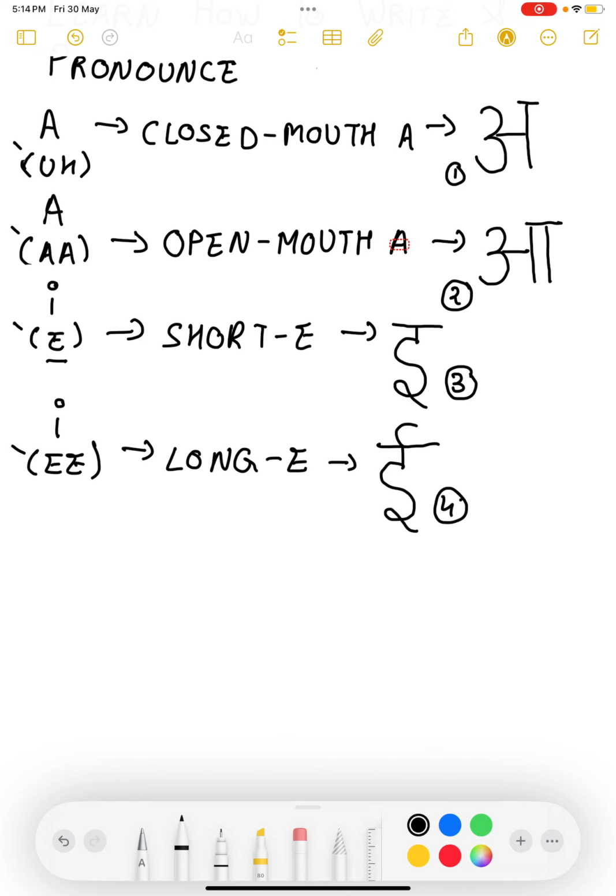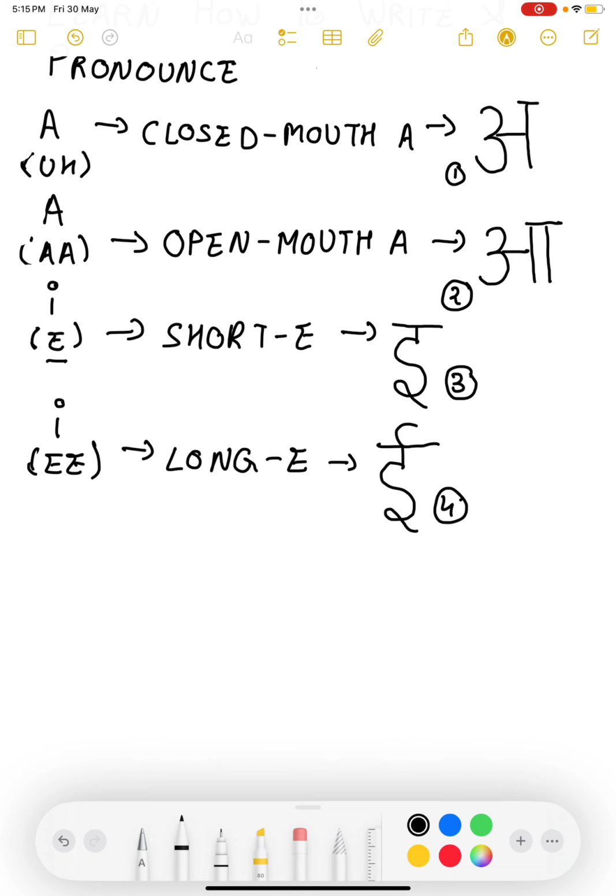Let's see the four together. They sound like this: A, E, E, A, A, E, E. So close mouth, open mouth, A sounds, and then short and long E sounds. A, E, E. Also try to remember and memorize them in this pattern. It helps you understand their differences better.